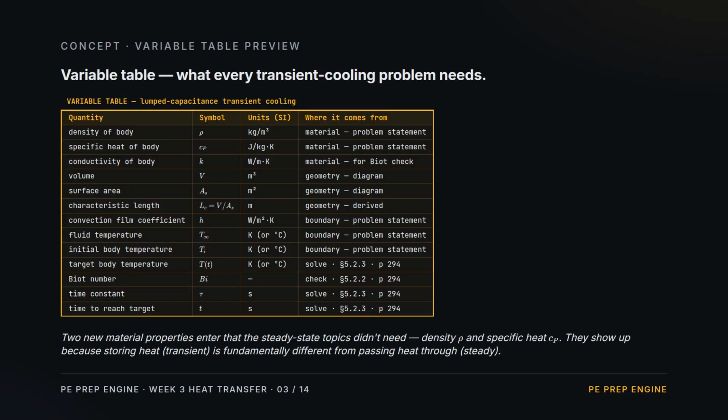Same 3-column shape. 2 new material properties the steady-state topics didn't need: density and specific heat, since storing heat differs from passing it through. Inputs up top, derived in the middle. Characteristic length and Biot number. Bottom row, the time to reach the target.